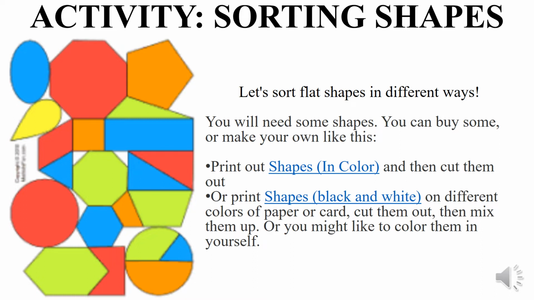Activity: sorting shapes. Let's sort flat shapes in different ways. You will need some shapes. You can buy some or make your own like this. Print out shapes in any color and then cut them out. Or print shapes in black and white on different colors of paper or card, cut them out, then mix them up. Or you might like to color them in yourself.